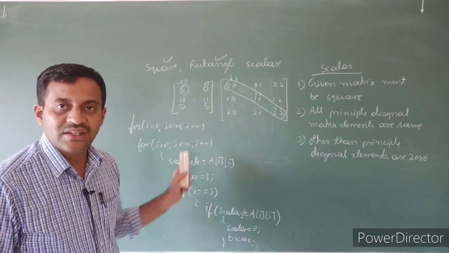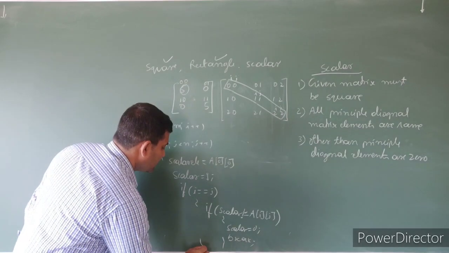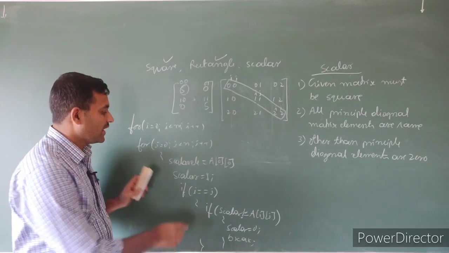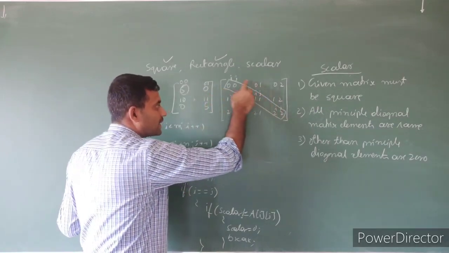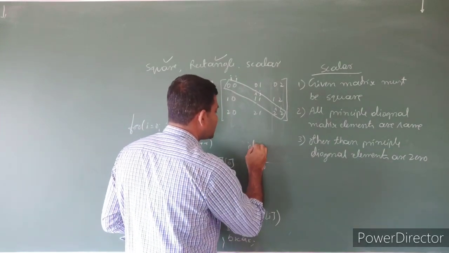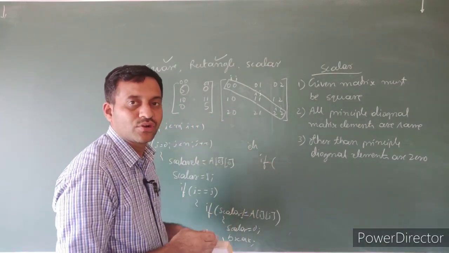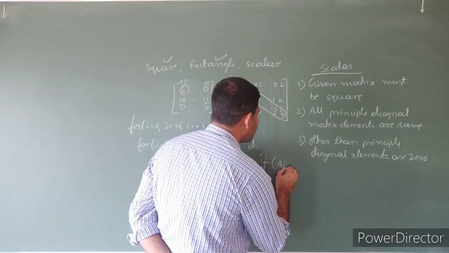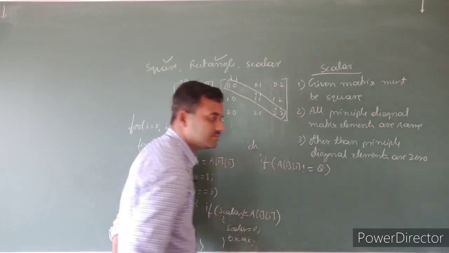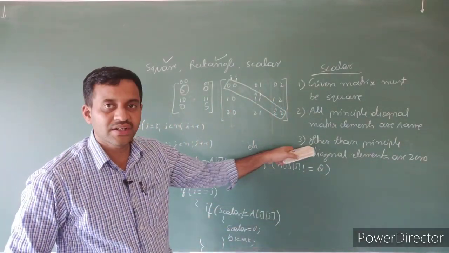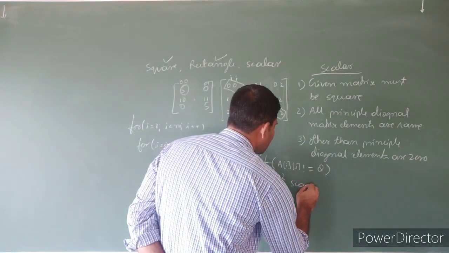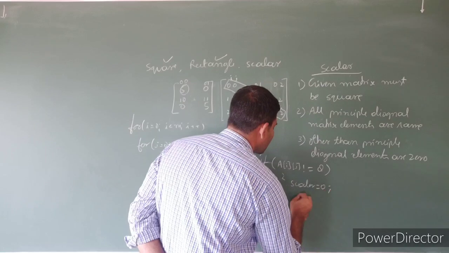It is not necessary to access the next element. If this condition is false, that is, i equal to j represents only principal diagonal elements, else the elements other than the principal diagonal elements should be equal to 0. That is, if a of i j is again not equal to 0, we have to verify this third condition, and if it is not equal to 0, then also scalar is equal to 0, break.